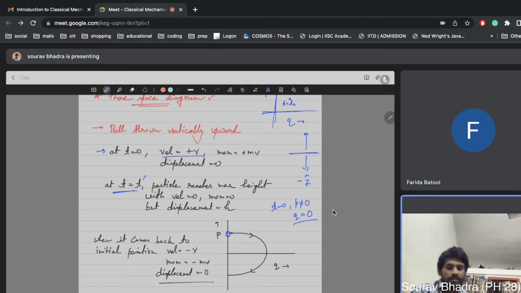So if the distance is capital H, that means a non-zero distance, capital H, small h, nothing matters. At that time the distance is non-zero and the velocity is 0. So this point denotes the situation of the particle at the highest point, where you can see that p is 0, momentum is 0, as well as velocity is 0, and the displacement is non-zero. Here, as I have written, the displacement is h.